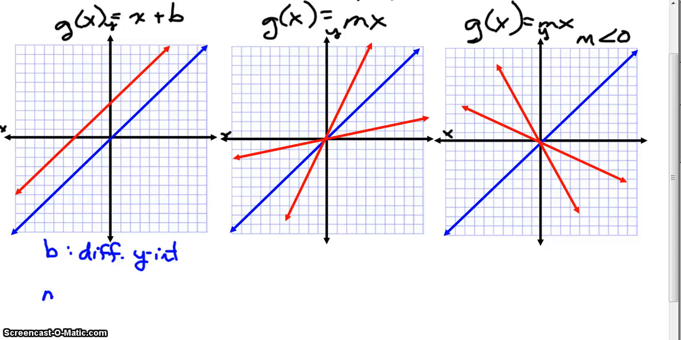Interesting. How about the slope? Is the slope different? No change. So if we have no change in the slope, but they have different y-intercepts, what can we say about these two lines? Good, they're parallel. Parallel lines. That's your symbol for parallel.